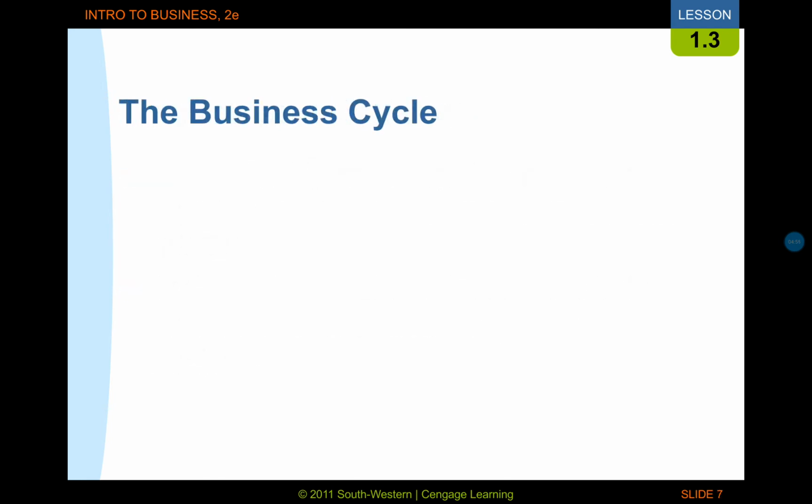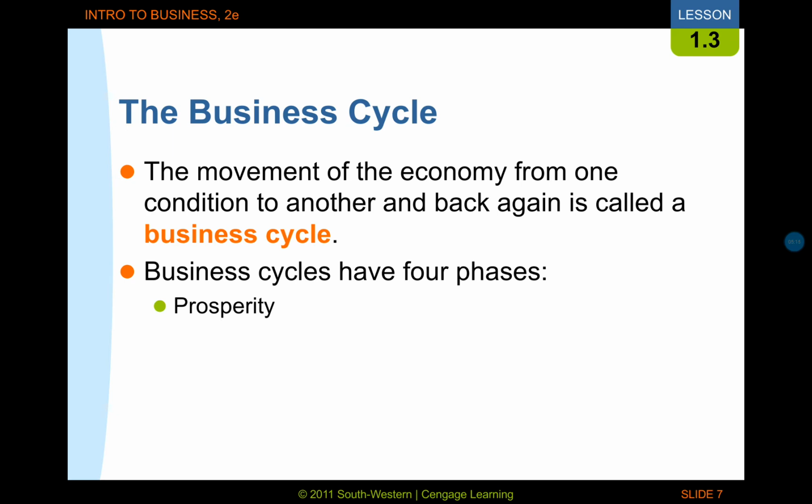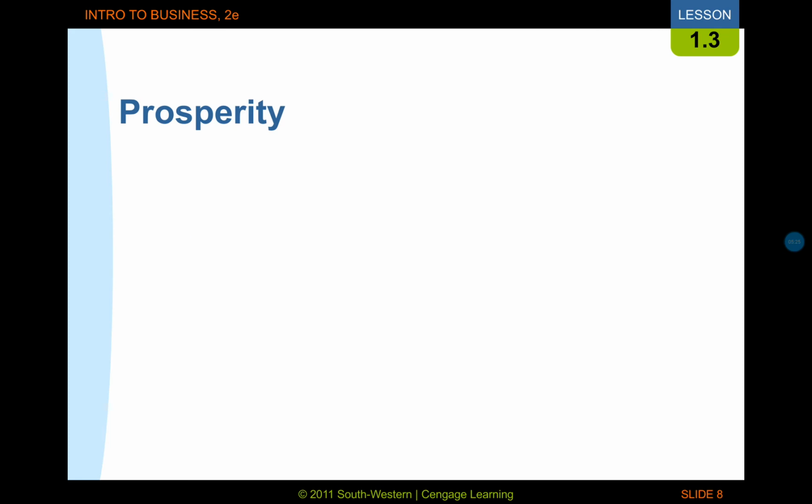All right, let's look at the business cycle. The business cycle is the movement of the economy from one condition to another and back again. It has 4 phases: prosperity, recession, depression, and recovery. Let's look at these individually here.